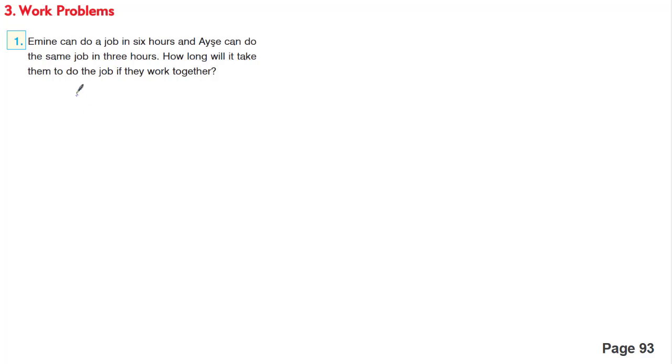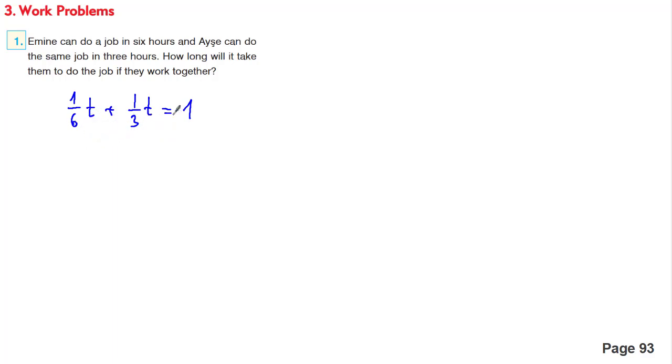So in 1 hour, Amina will do 1/6 of the job. And for how long does she work? Well, we don't know, so let's say t. Also, Aisha works, so 1/3. She works also t hours, the same amount. And if they work t hours, they should finish the whole job, the whole job being 1.